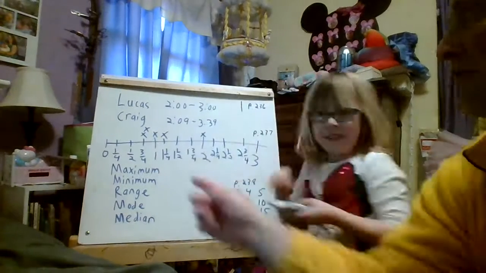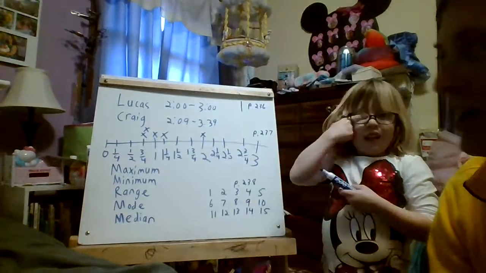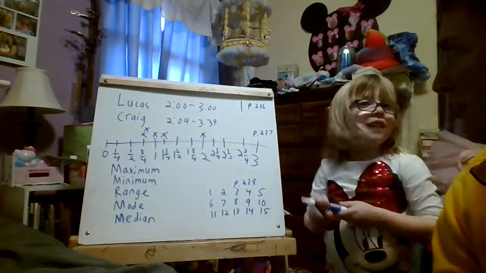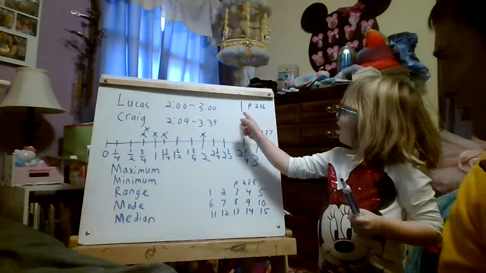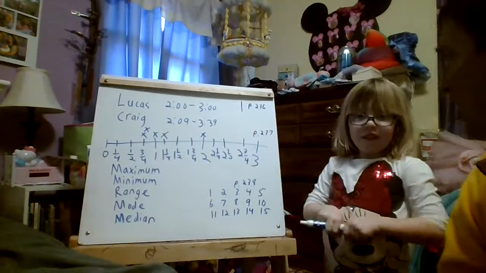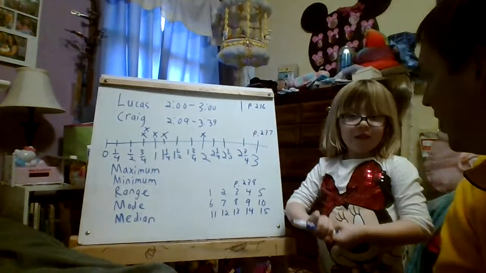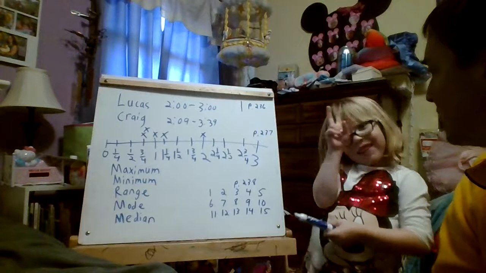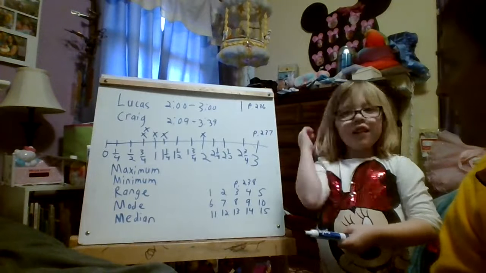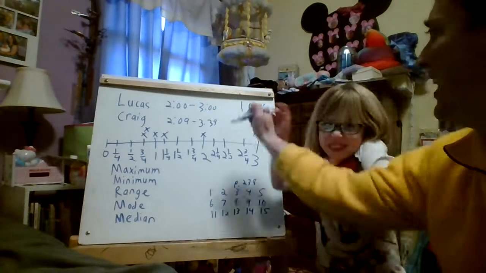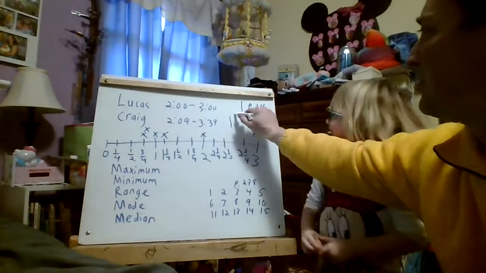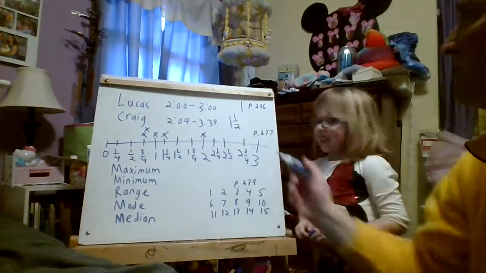We're going to try to figure out for Craig. Craig is going from 2:09 to 3:39. From 2:09 to 3:09 is 1 hour. And from 39 to, if you subtracted 39 minus 9, you would get 30. How much of an hour is 30 minutes, McKinley? Half an hour. Good. So it's 1. So this one would be a mixed number of 1 and 1/2.